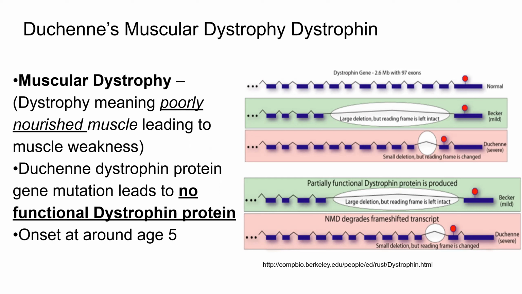So dystrophin protein specifically has to do with our muscle cells, and Duchenne's muscular dystrophy leads to a lack of the entire dystrophin protein. There might be other diseases where there's partially functional dystrophin, but this one has no dystrophin at all. And this leads to poorly nourished muscle. So it's not going to function as well as probably normal muscle cells or even the muscle organ itself.